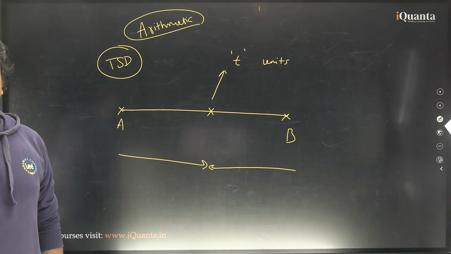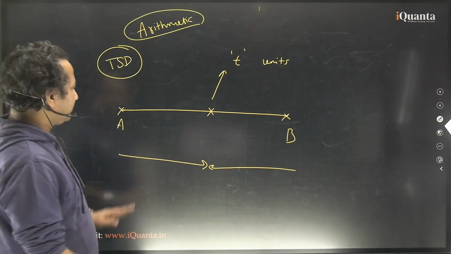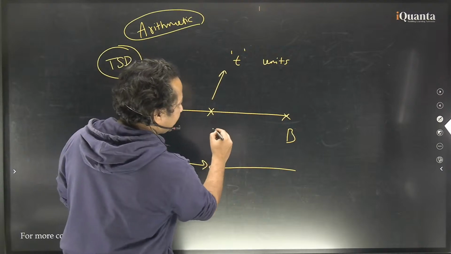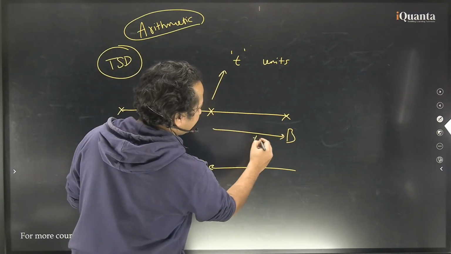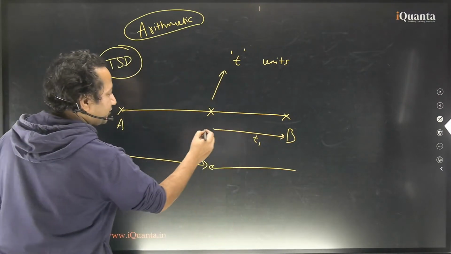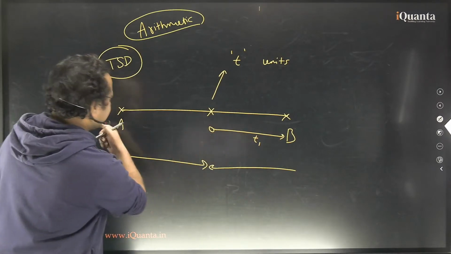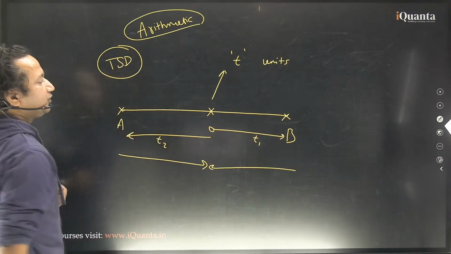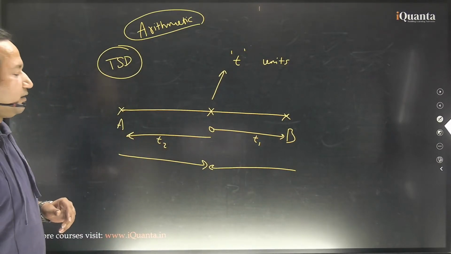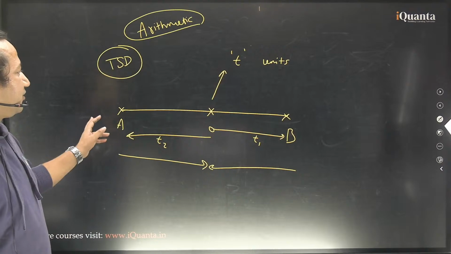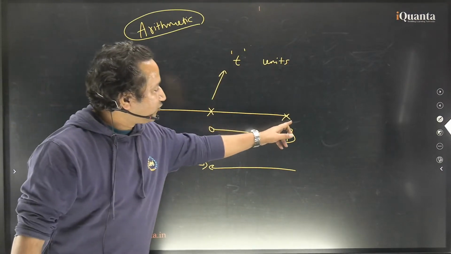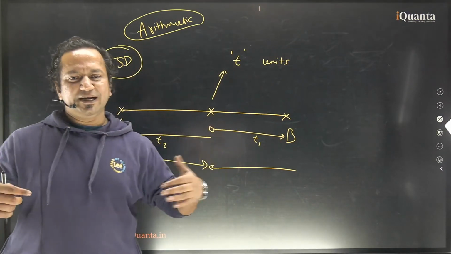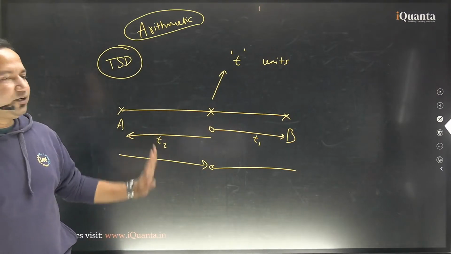All right. And after meeting, the guy from A takes time equal to t1 units, and the guy from B takes, to reach A, time of t2 units. Is that clear? So what I'm saying, at the meeting point, guy from A reaches in t units, from B also is in t units. But after meeting, when they move forward, they take t1 and t2 respectively.